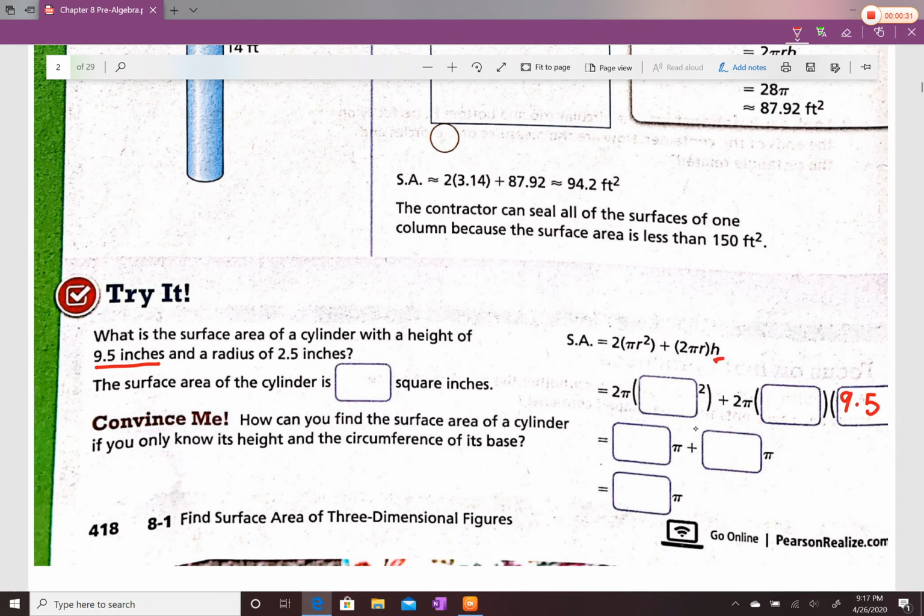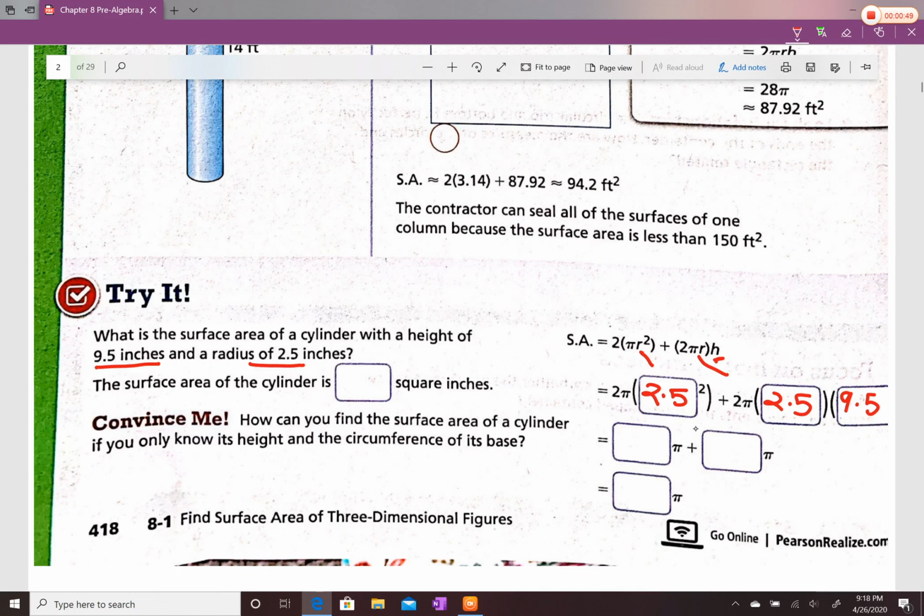Whatever is given when you read it, please make sure, and the radius is 2.5. So radius, where is radius? Here, so I write 2.5. Radius is here, I write 2.5. Now what I have to do is find the surface area. To find the surface area, I do the calculations.